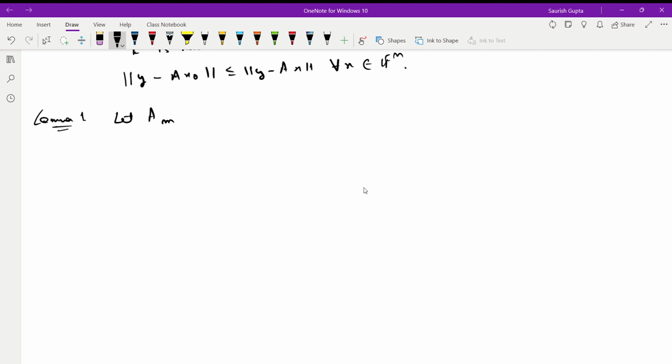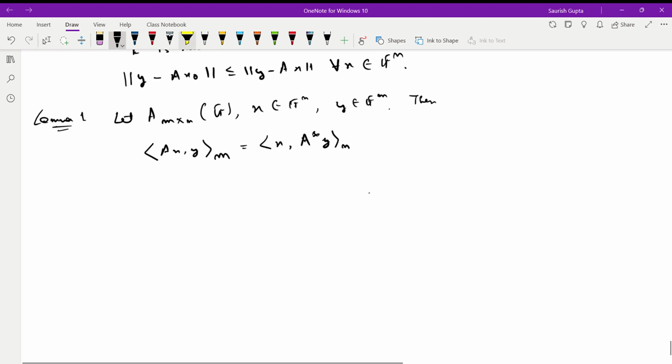Lemma 1 says that suppose I choose a matrix A, an M cross N matrix over F, a vector X from F^n, and a vector Y from F^m. Then the inner product of AX with Y, I am writing M here, you will surely get to know why, will be equal to the inner product of X with A star Y, and I'm writing N here because we are defining the norm of a column vector.